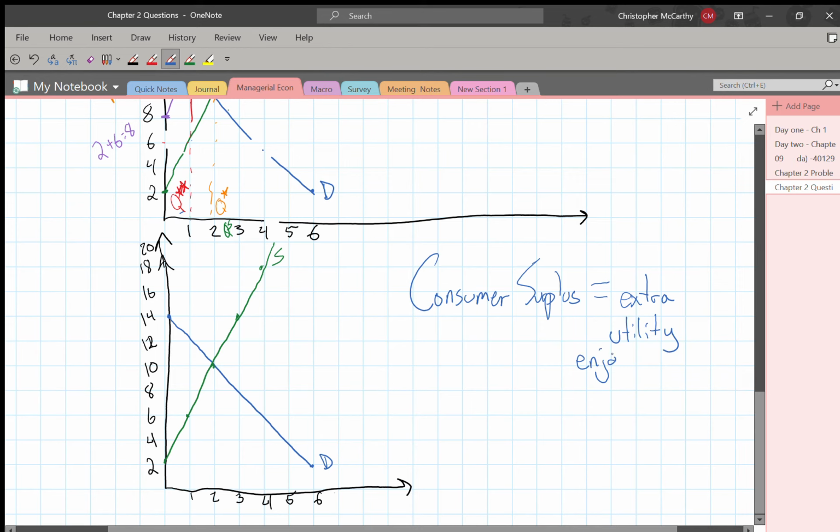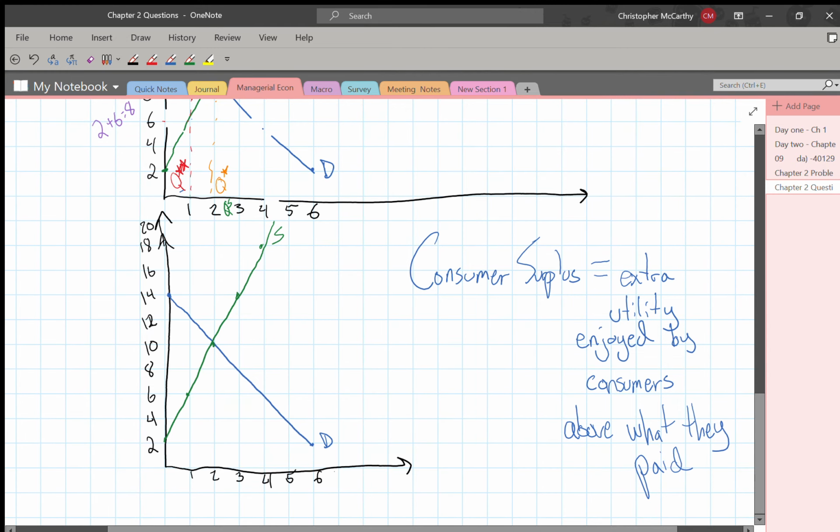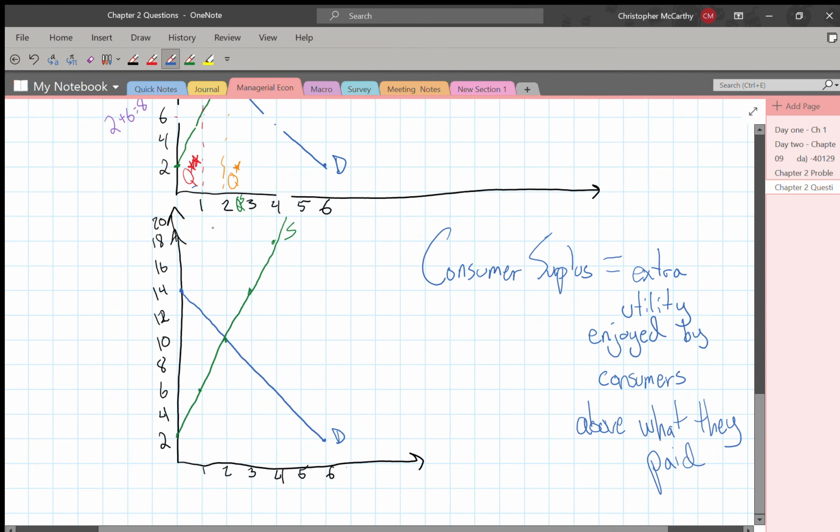enjoyed by consumers above what they paid. So in this particular good, it doesn't matter what it is, right? It could be skis or ski trips or something.